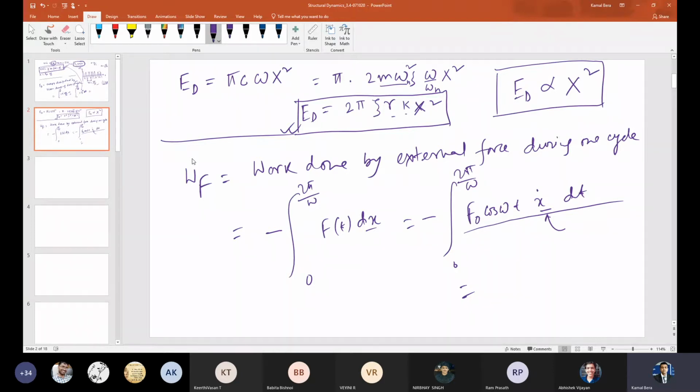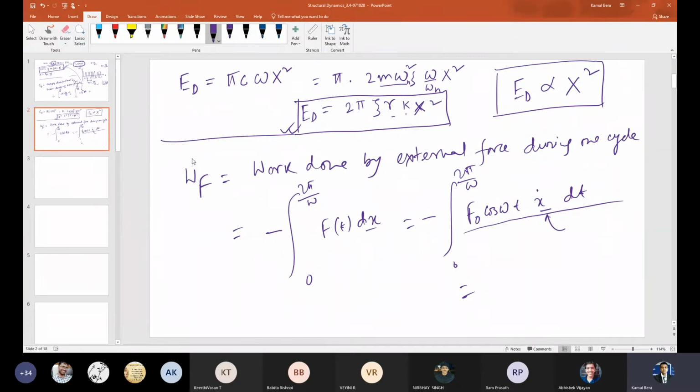Okay, so Ft is the external force, dx again is the infinitesimal displacement. So Ft dx is the work done by the force, force into displacement, right? Over one cycle, what is the time? 0 to 2 pi by omega. Now dx is there, but my range is 0 to 2 pi by omega, right? So I have to convert it to dt.